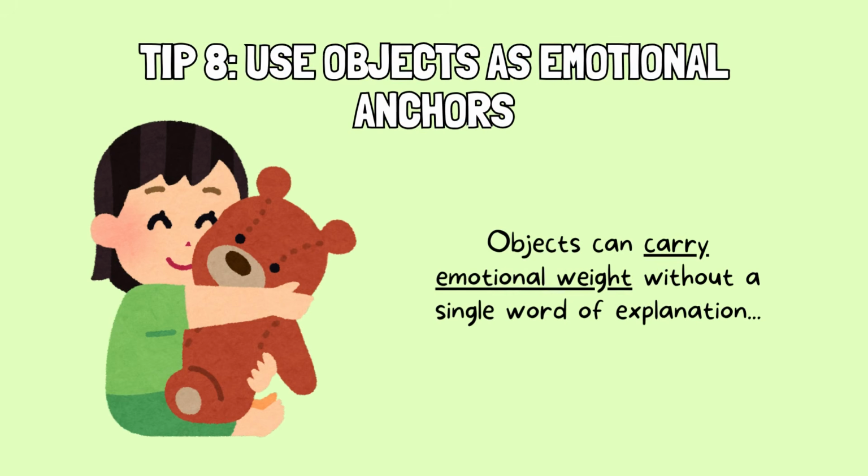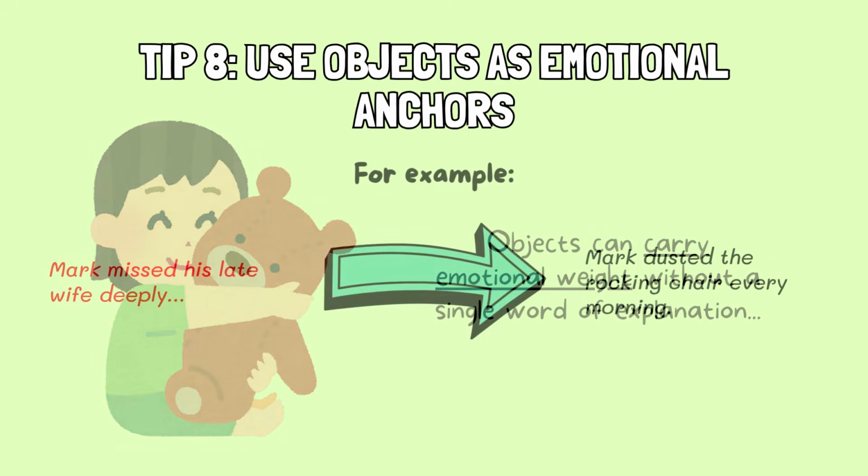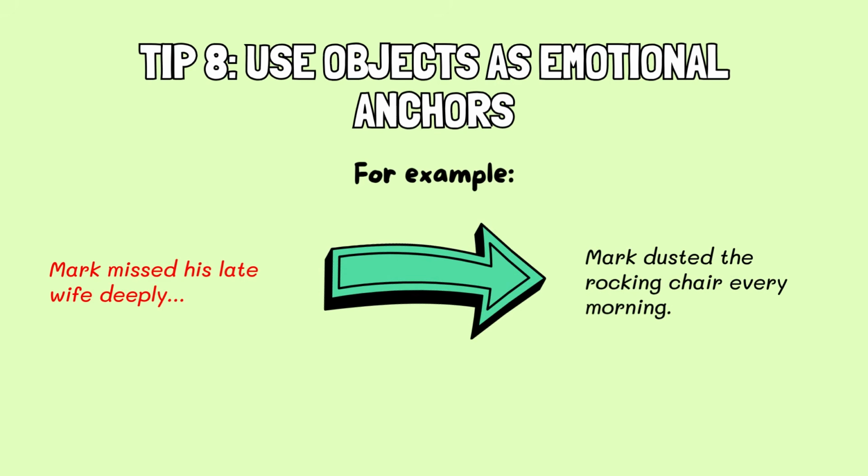When readers see how a character interacts with an object, they intuit the feelings behind the action without being told. This creates subtext and makes the scene feel real and alive. For example, instead of "Mark missed his late wife deeply," write, "Mark dusted the rocking chair every morning." The rocking chair does the emotional work. It hints at absence, habit, and love without ever naming grief.